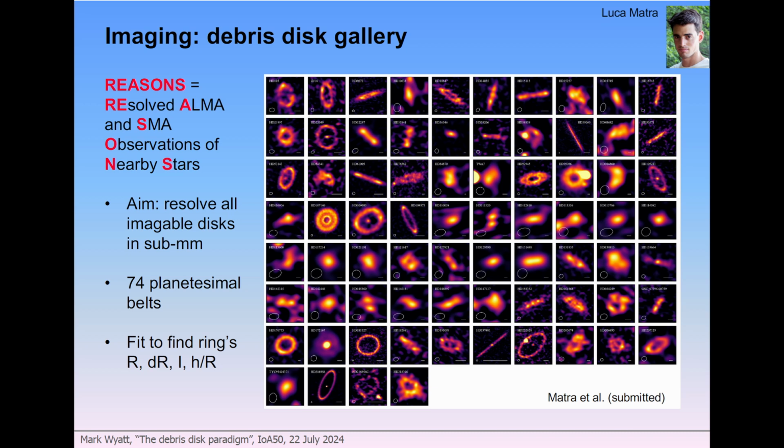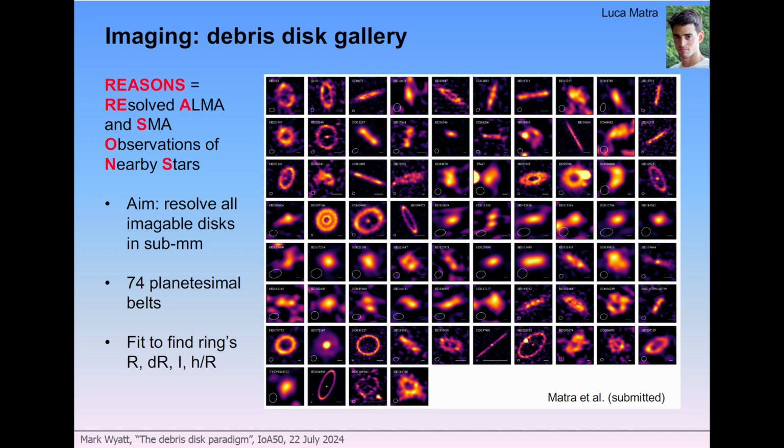But we're now doing this systematically, and a program we just completed that was led by Luca Matra was to systematically observe all of the disks that we could feasibly resolve with ALMA. It's a program called REASONS, and that has ended up with this gallery of 74 planetesimal belts, all resolved. The first thing to do, rather than looking at the high resolution structure, which I'll show you in a minute, is to fit these all systematically to work out what the radii of the belts are and what their radial widths are, and also their vertical heights, because that can tell us something about how they formed.